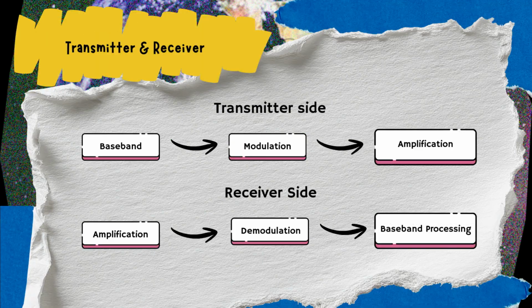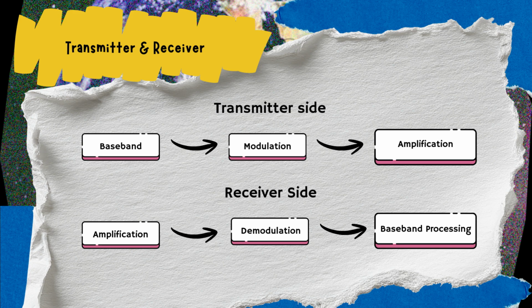Next, for transmitter and receiver, they work together to ensure reliable information transfer. On the transmitter side, the original message exists as a baseband signal which contains the raw information such as voice or data. The signal is then modulated into a higher frequency carrier to make it suitable for transmission over long distance. After modulation, the signal is amplified to increase its power so that it can propagate through the channel effectively.